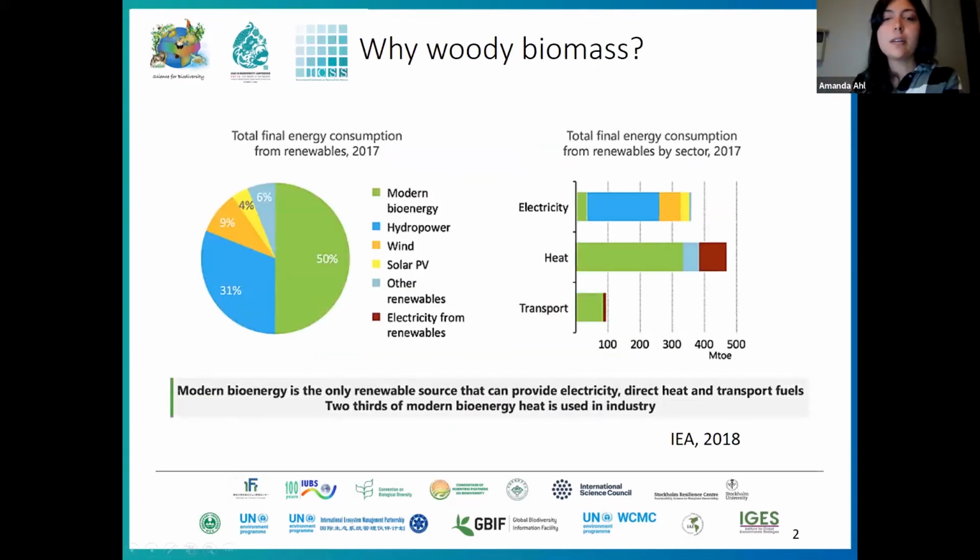Okay, so why woody biomass to begin with? That's not usually something we talk about. We usually talk about solar, we talk about wind, but if we look at energy, not only electricity but also energy including heat and transport, according to the IEA in 2017, modern bioenergy basically took up half of all of the renewables we consumed. So I think it's a really important part of the conversation, not only talking about solar and wind, but also about bioenergy.